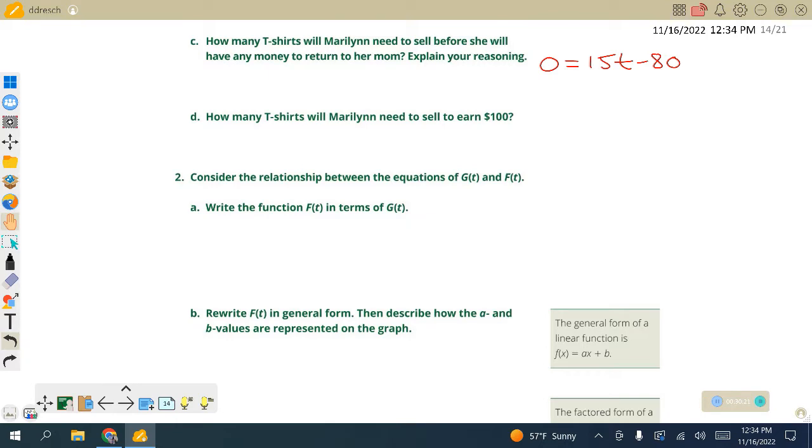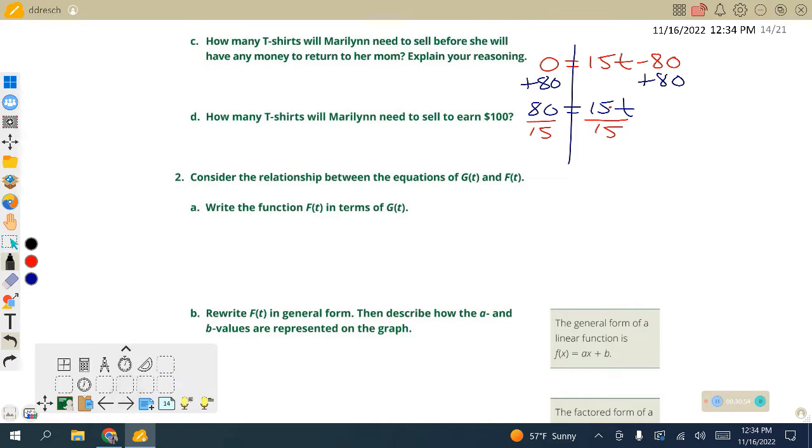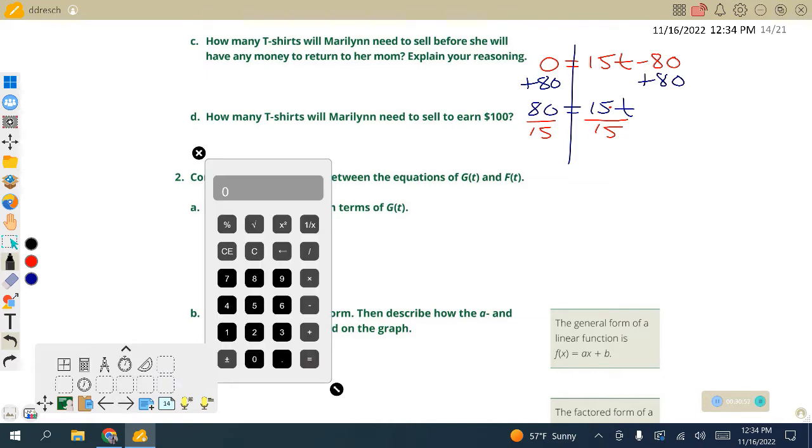I'm tired of doing it, but we'll do it one more time. How can we get rid of that minus 80? The inverse of minus 80 is plus 80. That's not changing. You guys know math. It's repetitive, good or bad. 80 on the left, 15t on the right. 15 times t, the inverse of multiplication is division. Still division. Let's go to that calculator of yours. What is 80 divided by 15?